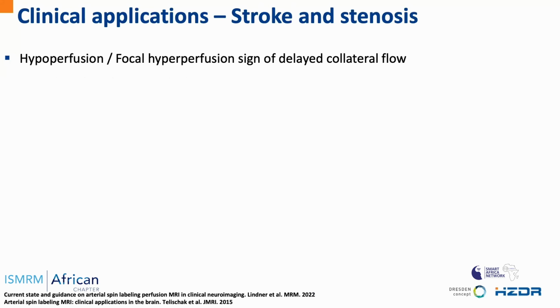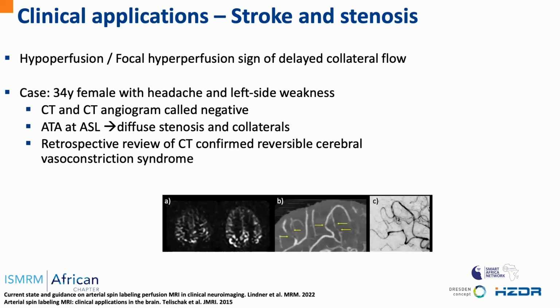Further typical application of ASL is stroke and stenosis. So while no signal on ASL is a sign of no blood flow, when there is a decreased perfusion but with few focal spots of increased signal, this is a sign of a delayed flow, typically through collateral vessels. In this example of a 30-year-old female with headache and left side weakness, the initial findings on CT and CT angiograms were negative, but if we looked at the ASL, we could see decreased perfusion and few bright spots, which indicates a clear increased arrival time from neck to the brain, and therefore indicates diffuse stenosis or collateral flows, which led to further retrospective review of the CT, which confirmed a reversible cerebral vasoconstriction syndrome.